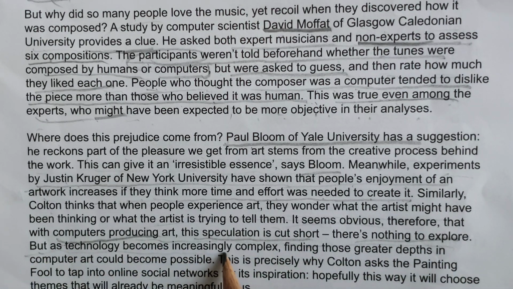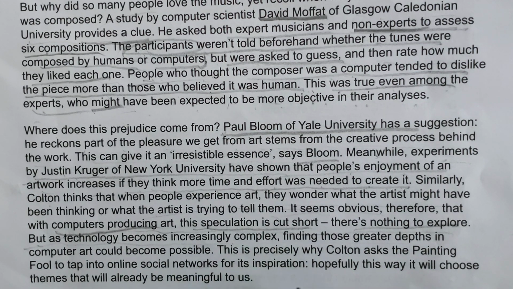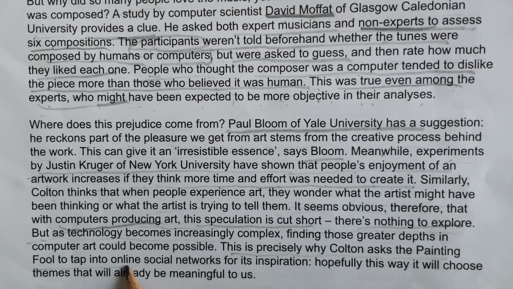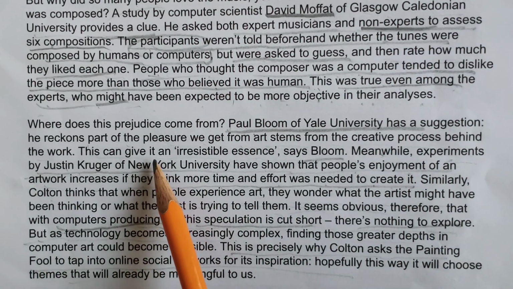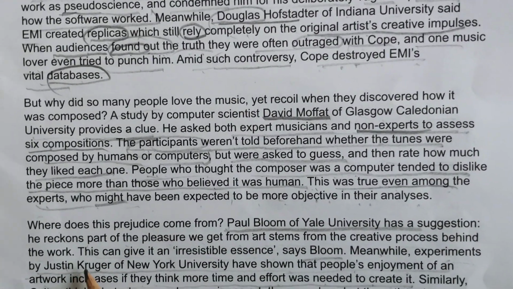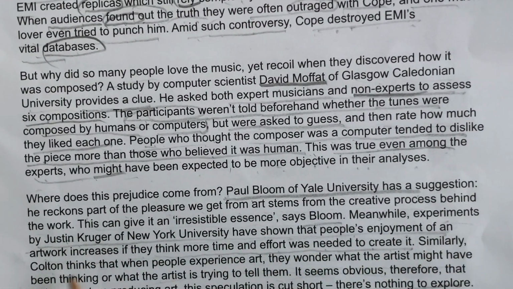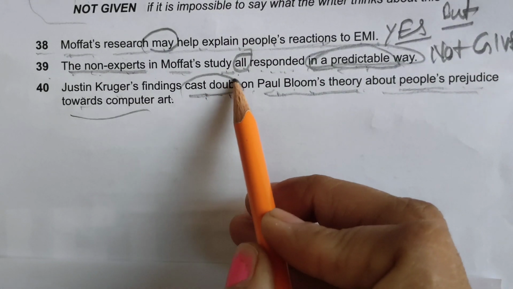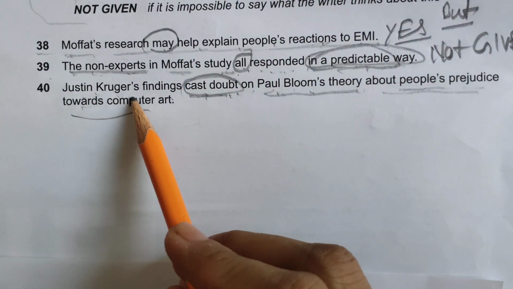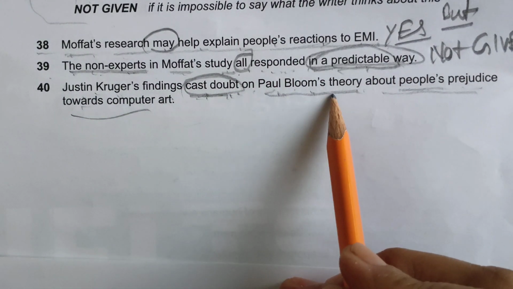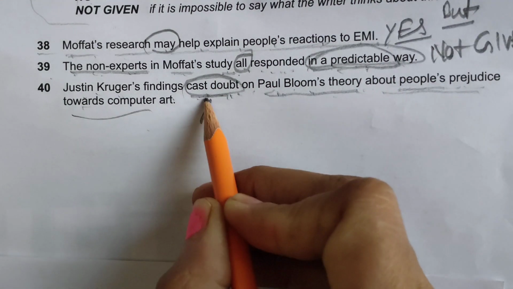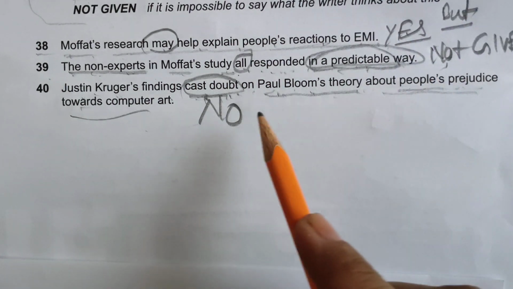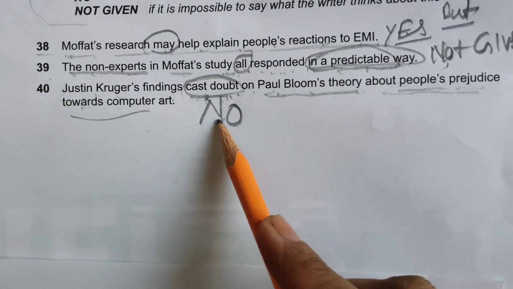But as technology becomes increasingly complex, this is precisely why Colton asked the Painting Fool to tap into online social media. But Justin Kruger has shown that people's enjoyment of an artwork increases if they think more time was needed. But nothing is given about this either. So, Justin Kruger's findings cast doubt on Paul Bloom's theory? Of course, yes has come, not given has come. Naturally, the last answer would be no only.